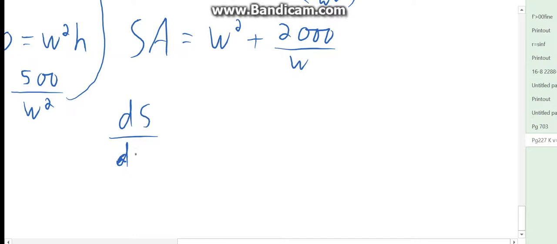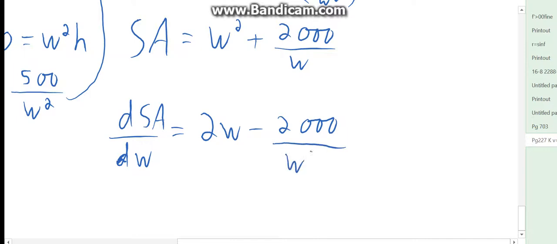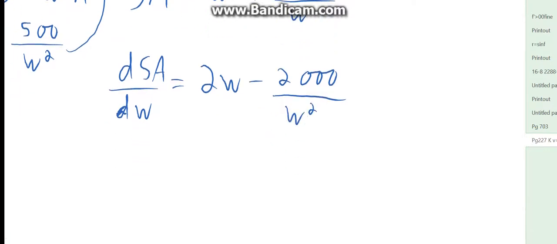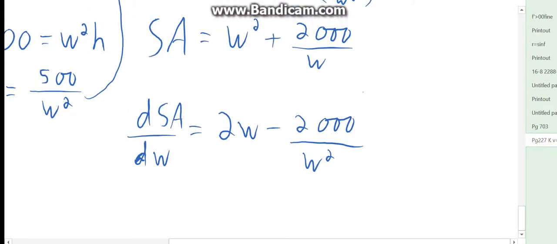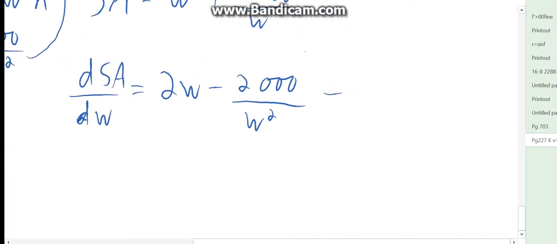All right. We get dSA over dw is going to be 2w. The same rule happens here. You get negative 2,000 over w squared. And then what we got to do, we got to set it equal to 0, and to solve that, we're going to have to, well, not factor. We're going to get a common denominator. Don't just move it over. Let's get a common denominator. But you can move it over too. I know you can move it over. That's like the easiest way.